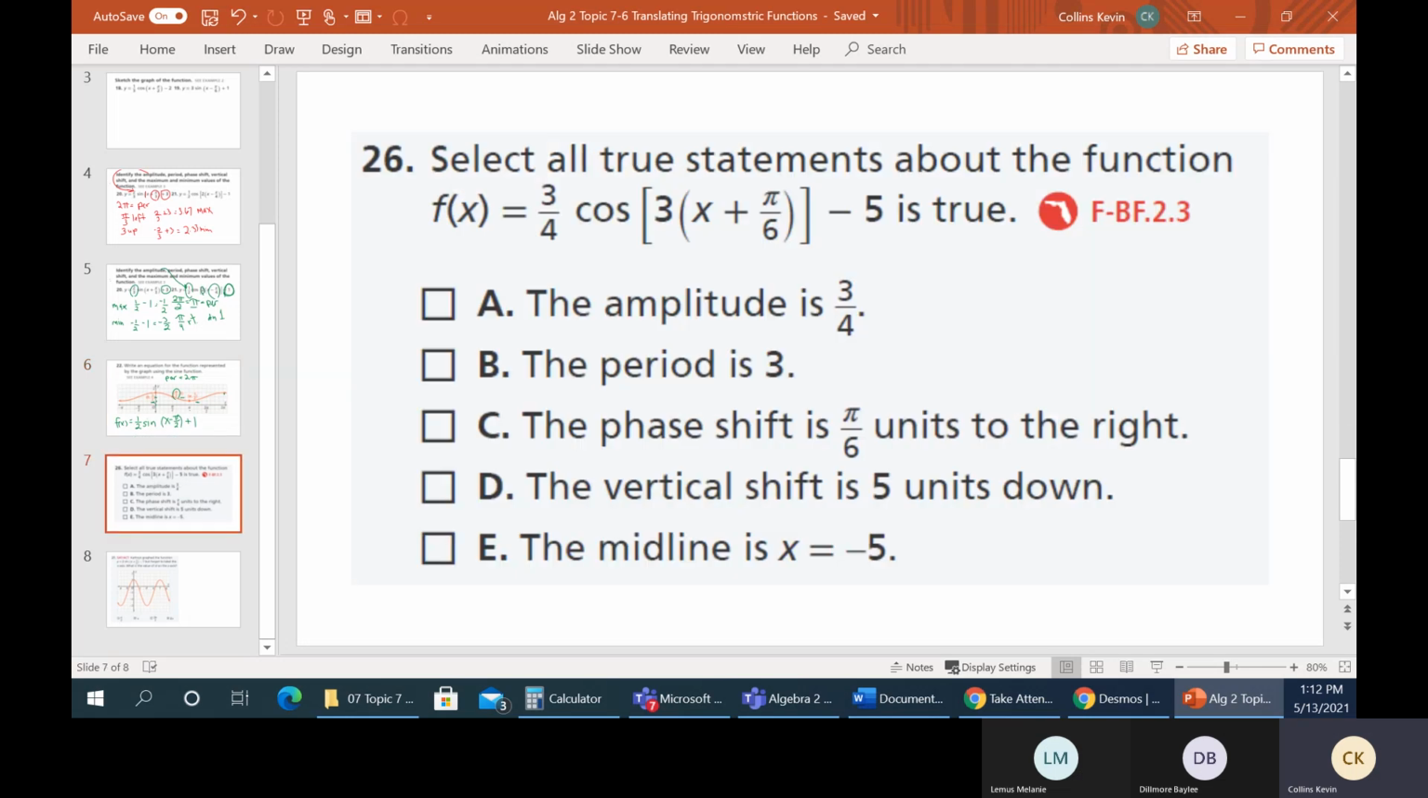Okay, it says select all true statements about the function. So they got everything going on here, right? So the amplitude is 3/4. Yes or no? True or false? T or F?